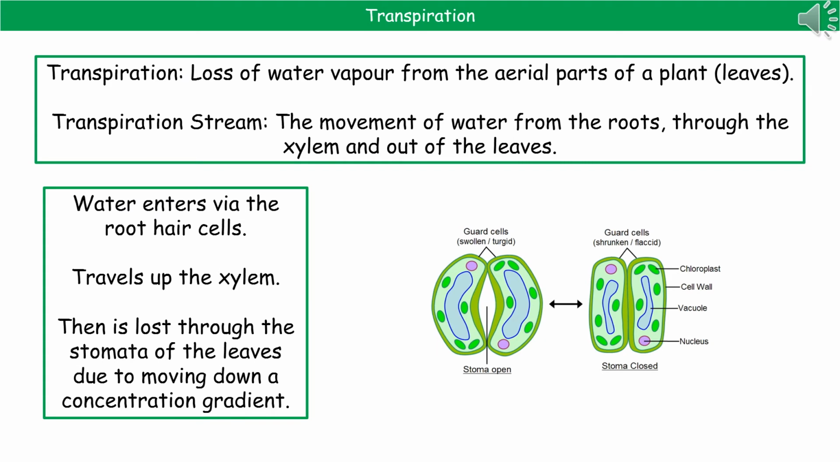Transpiration is the loss of water vapour from the aerial parts of a plant or the leaves, and the transpiration stream is the movement of water from the roots through the xylem and out of the leaves. Now the whole process there involves the water entering via the root hair cells, then travelling through the xylem up the plant, and then being lost through the stomata of the leaves due to it moving down a concentration gradient. And remember, the stomata are controlled as to whether they're open or closed by the guard cells.